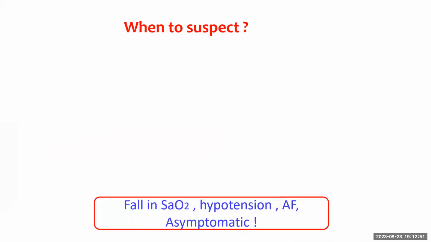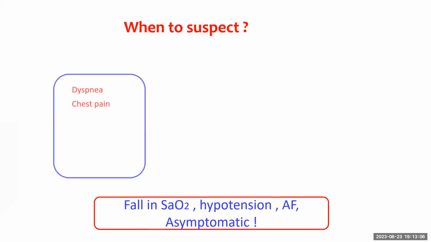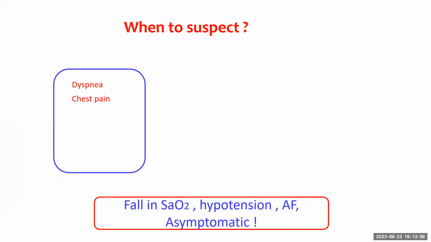So when do you suspect pulmonary embolism? The patient is in the ICU, there's a drop in saturation, there's a drop in blood pressure, sudden onset atrial fibrillation, or he may be asymptomatic with small pulmonary emboli. Then what are the clinical features? The commonest clinical features are chest pain and dyspnea, and sometimes there can be chest pain because of pleural infarction, and rarely you may have cough, syncope, hemoptysis, and fever.